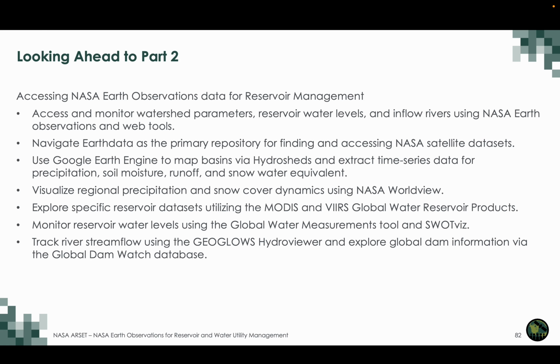Use Google Earth Engine to map basins via HydroSHEDS and extract time series data for precipitation, soil moisture, runoff, and snow water equivalent. Visualize regional precipitation and snow cover dynamics using NASA Worldview. Explore specific reservoir datasets utilizing the Moody's and Weir's global water reservoir products. Monitor reservoir water level using the Global Water Monitor tool and SWOTWays, and track river stream flow using the GeoGLOWS Hydroviewer, and explore global dam information via the Global Dam Watch database.